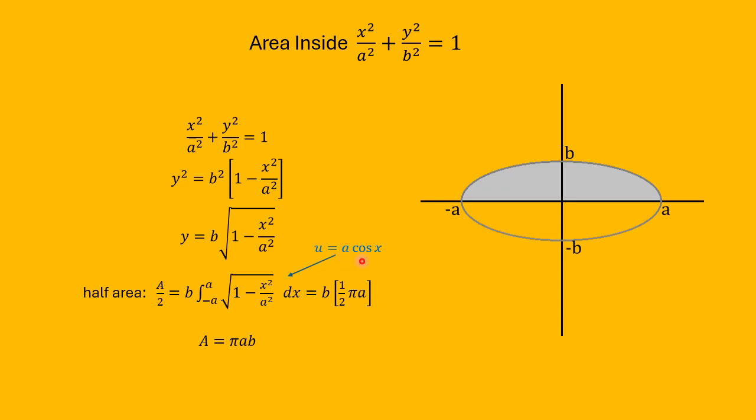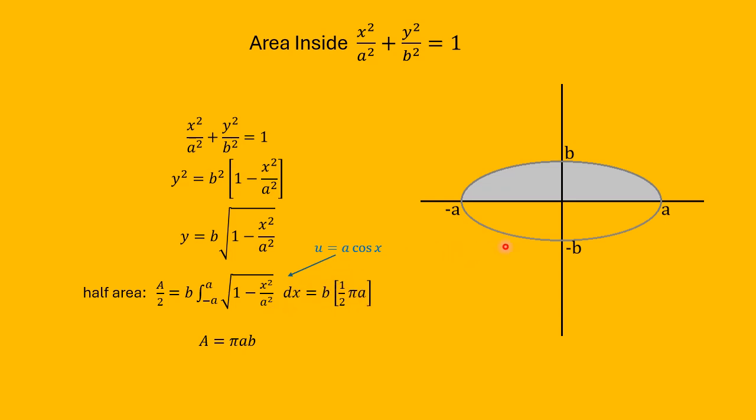If you let x be a cosine u, then this fraction right here is going to be a squared cosine squared u divided by a squared. And so the stuff inside this square root becomes 1 minus the cosine squared of u, and the square root of that will give you the sine of u. I'll leave the rest of the details to you. But when you evaluate this integral, it turns out to be 1/2 times pi times a. And so half the area is b times 1/2 pi a.